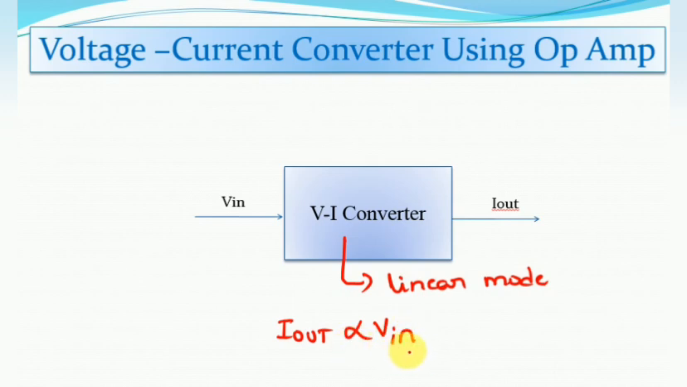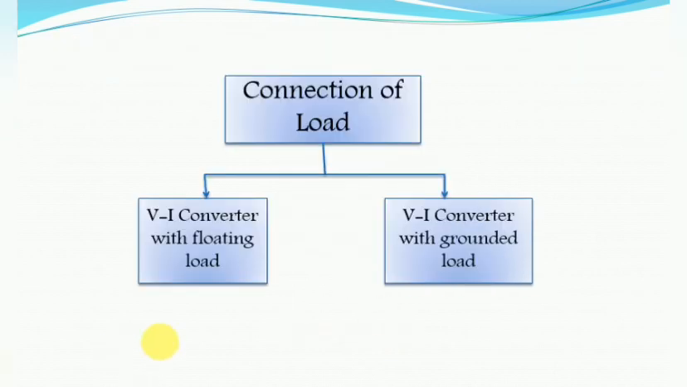For suppose if there is a sudden change in the input signal, the output should change. So this is the V to I converter using op-amp, that is the concept. And also, depending on the connection of a load, these V to I converters are divided into two types. One is the V to I converter with the floating load, and the second one is the V to I converter with the grounded load.